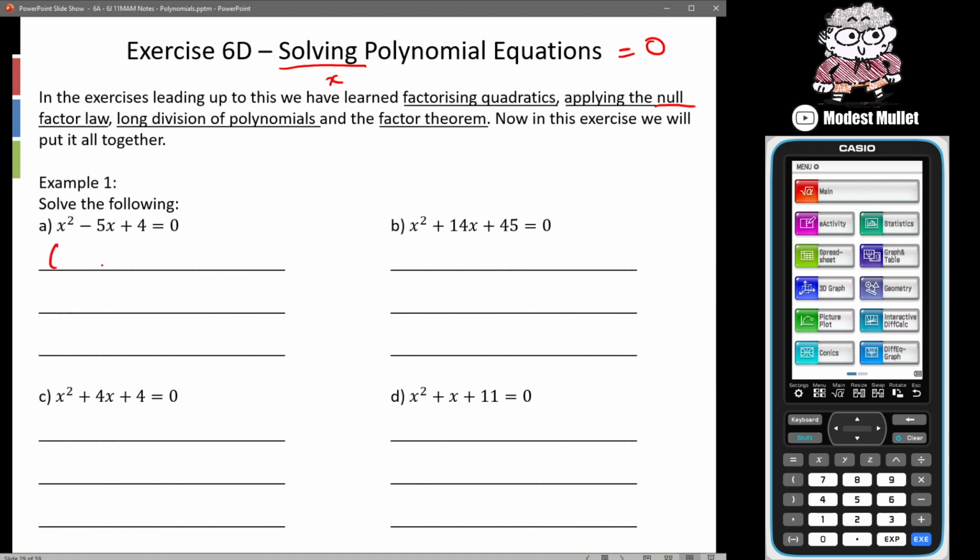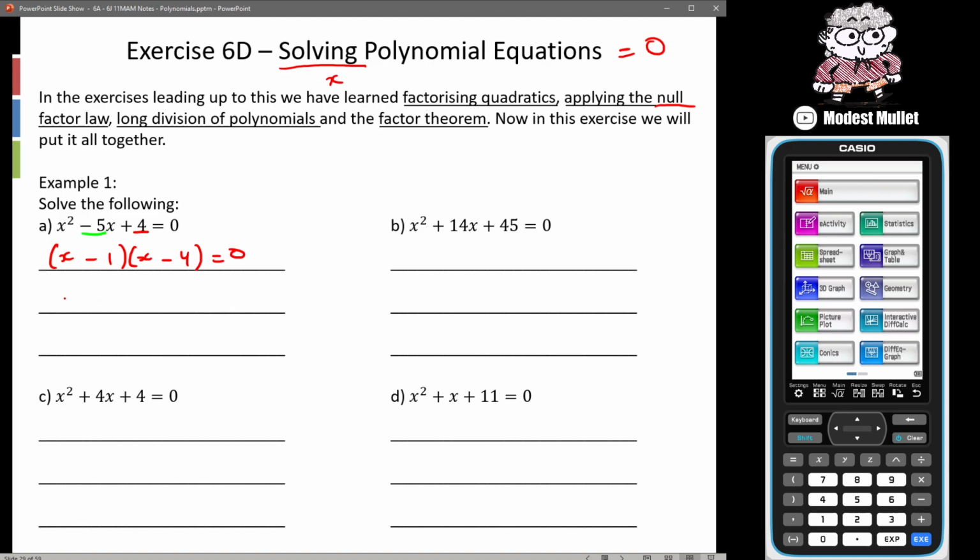So we need, using inspection, 2 numbers that multiply to give me 4, and the same 2 numbers need to add to give me -5 as a reminder. So 4, that would be -1 and -4 multiply to give me 4, add together give me -5.